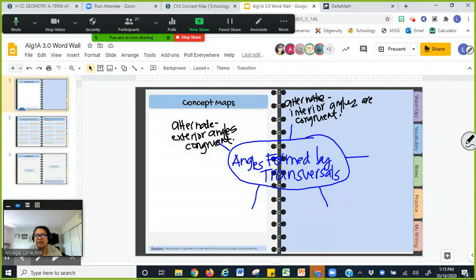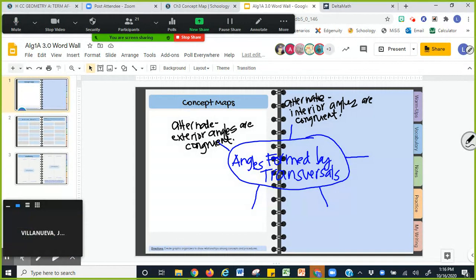Just fix my sentence, all right? So alternate exterior angles are congruent. Alternate interior angles are congruent. All right, next one. Anybody? I have one. Okay. All right, James. One more.